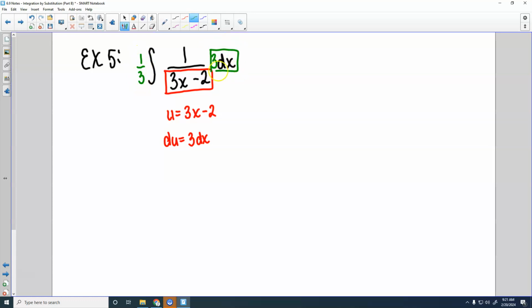So here is our du. So to convert that to our u's, we're going to have 1/3 the integral of 1 over u du. What is the integral of 1 over u? It's natural log. And it's sneaky because this looks nothing like a natural log, right? Like it just sneaks right in there.